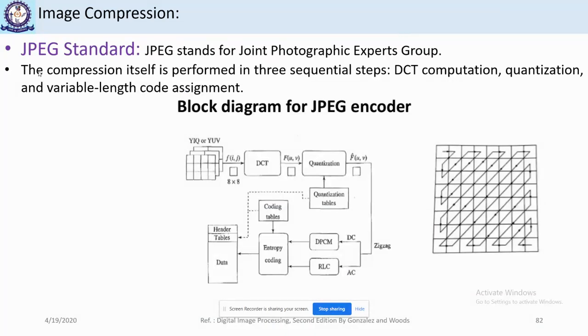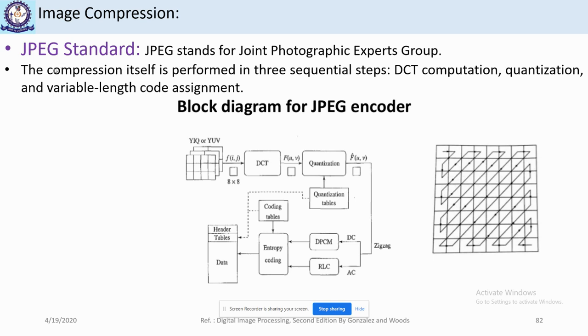In this lecture, we will discuss the JPEG Standard for image compression. JPEG stands for Joint Photographic Experts Group. So this JPEG Standard is given by this group, and its abbreviation is JPEG.